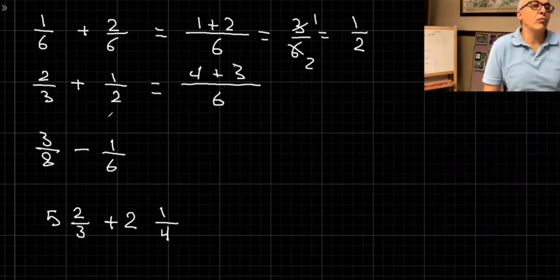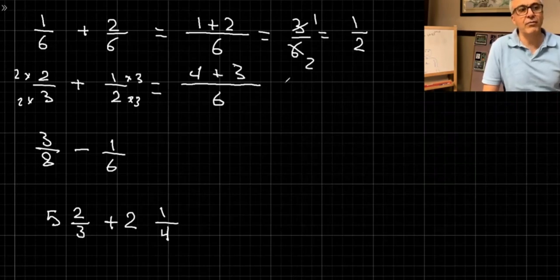Or if you're more comfortable doing this, to make this the common denominator, 6, you multiply this by 2, you do the same thing to the top. And to make this 6, you multiply it by 3, you do the same thing to the top. And that will still give you this. Here we have 7 over 6.